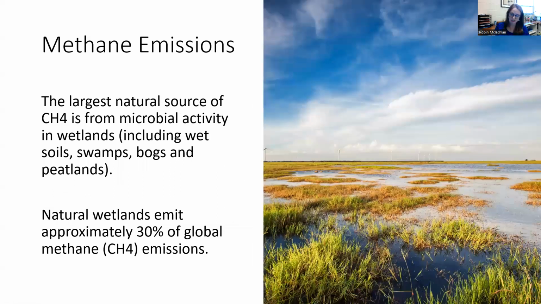One of the largest producers of methane and the largest natural source of methane is actually the microbial activity in wetlands. So wetlands are incredibly important. They serve a ton of ecosystem purposes and protection for our coastal communities. However, unfortunately, they also emit a ton of methane. They emit about 30% of the methane going into our atmosphere.